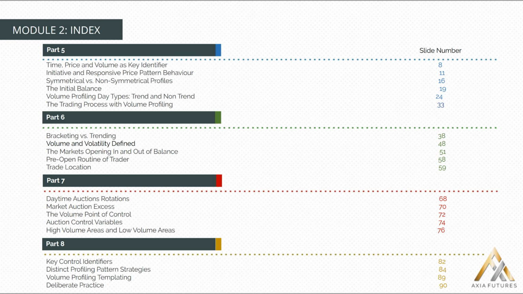In Part 6 we'll talk about bracketing versus trending, volume and volatility, the market's opening in and out of balance, pre-open routine of a trader, and trade location. Then in Part 7, we're going to move on to daytime auctions, market auction excess, volume pointer controls, auction control variables, and finish with high volume areas and low volume areas. In Part 8, we'll finish with key control identifiers, distinct profile pattern strategies, volume profile templating, and deliberate practice.